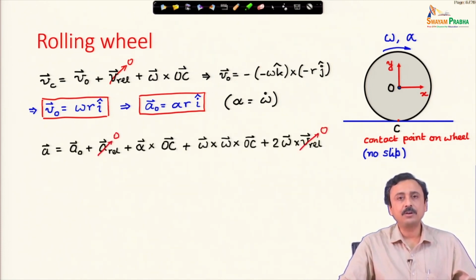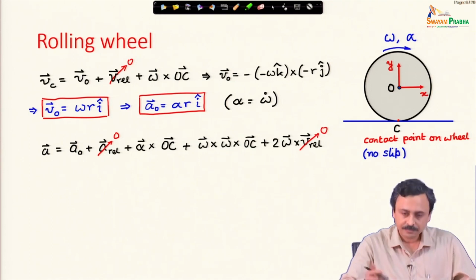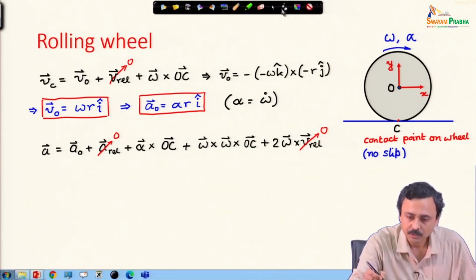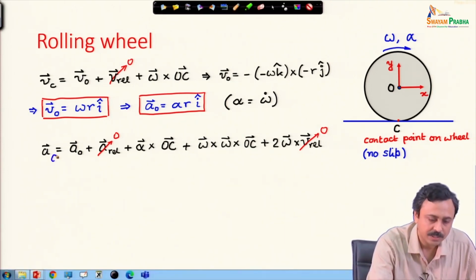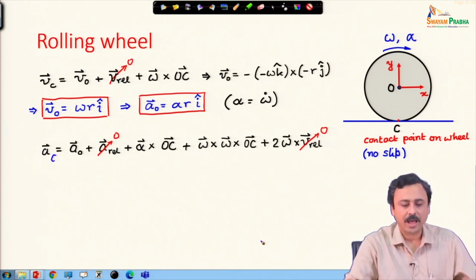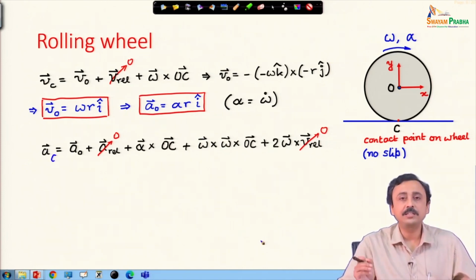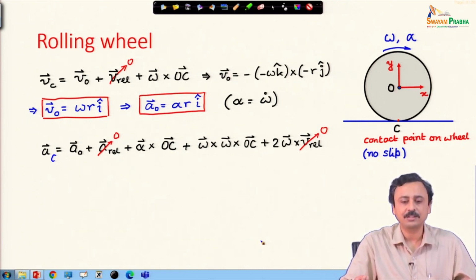Now, I would like to find out the acceleration of point C. Please note here this C is missing. So, the acceleration of this point C, this is an interesting calculation. We would like to find out whether C has an acceleration or not.